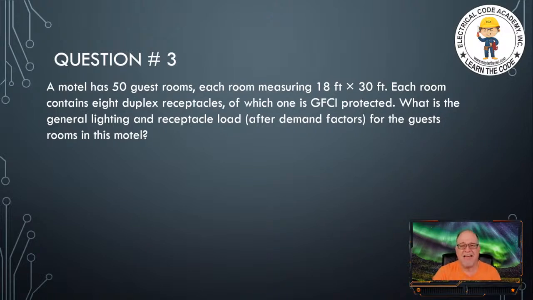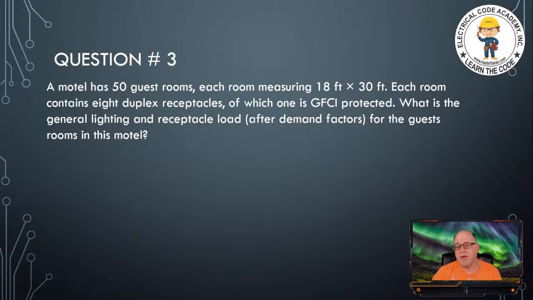Each room has 8 duplex receptacles, of which one is GFCI protected, as if we care about that, because again, we have to know what the question is asking us. It says, what is the general lighting and receptacle load after demand factors for guest rooms in this motel?